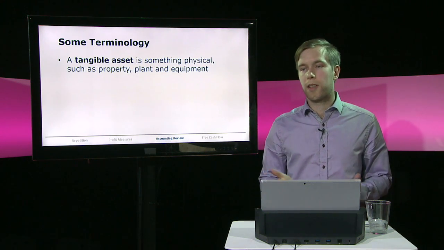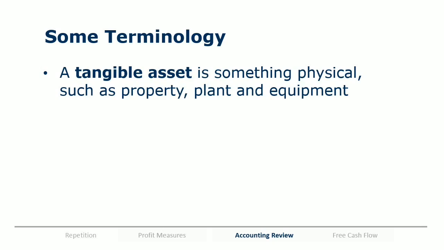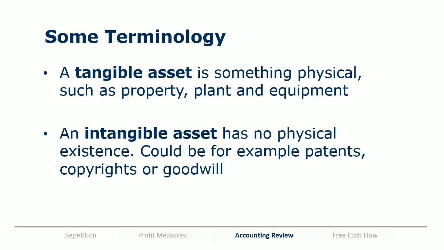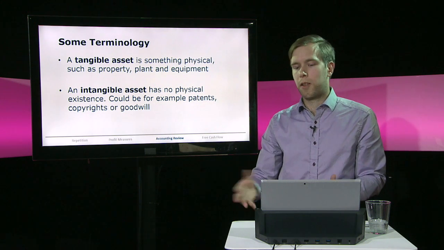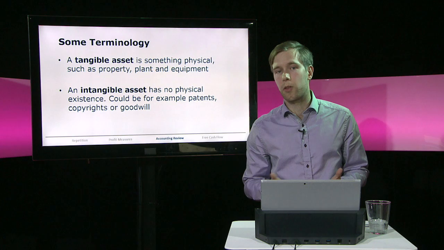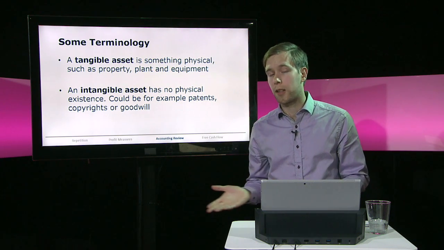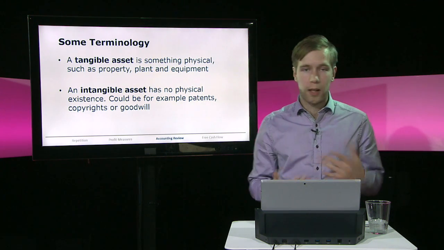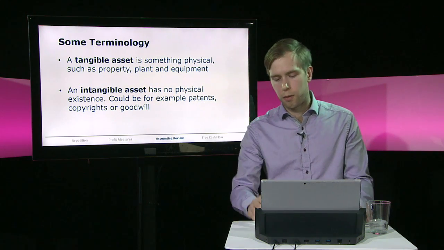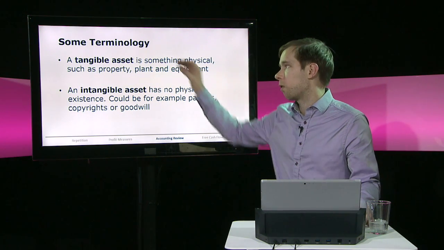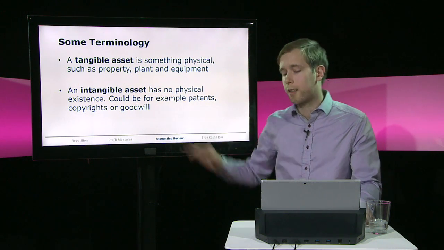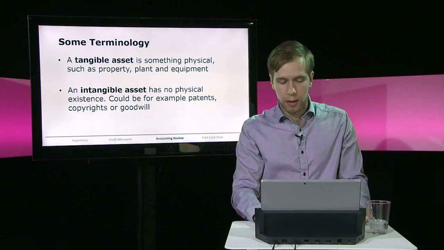A tangible asset would be something physical, like property, plant or equipment. Like if you buy a car, that's a tangible asset, you can touch it. An intangible asset, on the other hand, has no physical existence, but it could be, for example, patents, copyrights or goodwill. If you buy the right to sell something, you can't touch that right, but it's still very valuable because you are the only one allowed to sell, for example, a medical drug. So they can still be very valuable, but they are not physically existent. So you define tangible assets as physical assets and intangible assets as the non-physical assets.